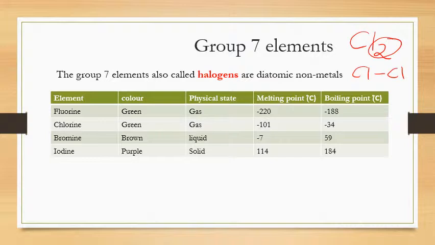Fluorine's a green color, so is chlorine. Fluorine's a lighter green, I guess. Bromine is a brown liquid, okay? So fluorine and chlorine are gases, bromine's a liquid, and iodine is a purple solid. And you can see that as you go down, the melting point increases, and so does the boiling point. Okay, and we've already looked at the reason for this in covalent bonding. It's because the molecules are getting larger, so the intermolecular forces are getting stronger, so it requires more energy to break them.